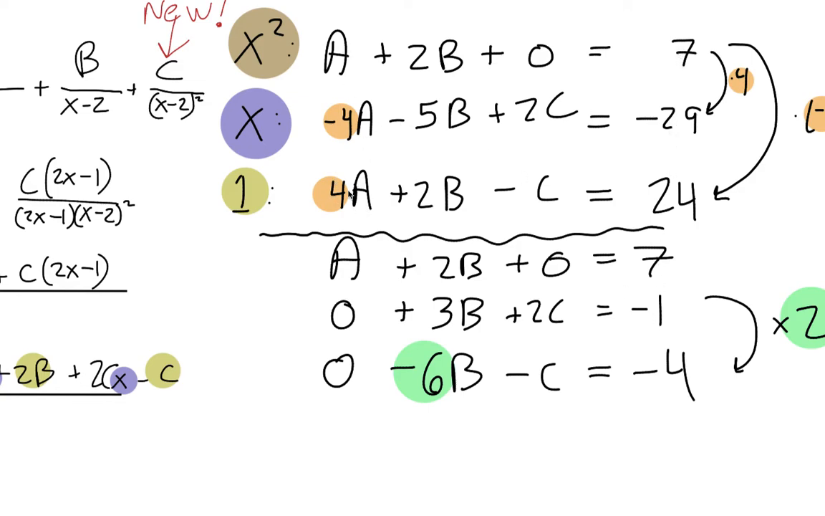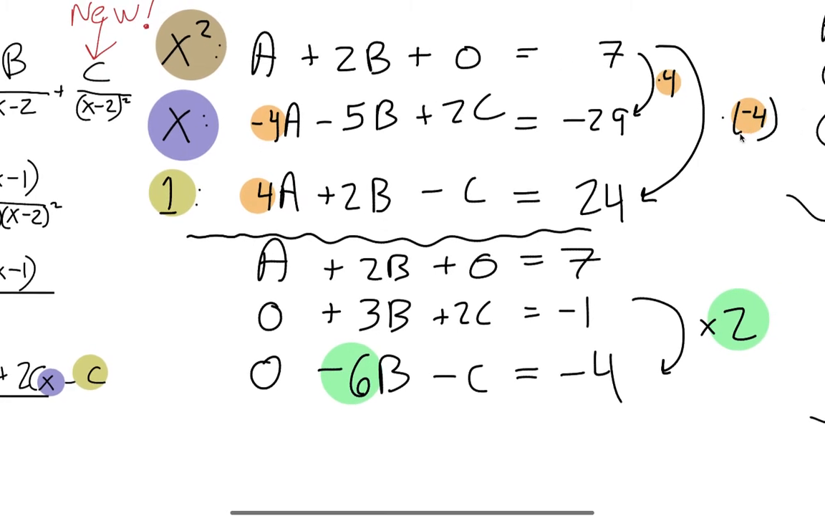Then I see this 4a, so I multiply the entire top equation by negative 4. Here, a times negative 4 plus 4a is 0. 2b times negative 4 plus 2b is negative 6b. 0 times negative 4 plus negative c is negative c. 4 times negative 4 is negative 28, plus positive 24 is negative 4. So that's the work we did getting zeros here.